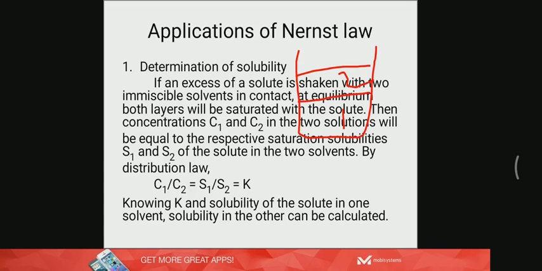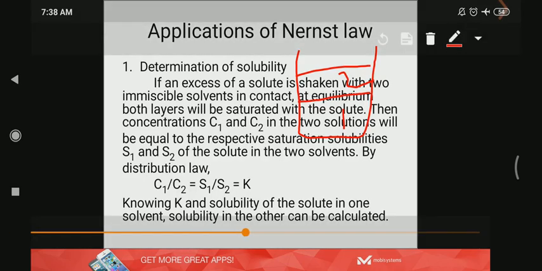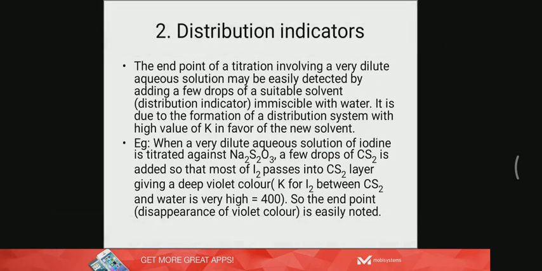So what's the application? If you see K is a constant for a given pair of solvents and the solute for a given temperature. If you know the solubility of the solute in one solvent, solubility in the other can be calculated using this equation. That's the application. Now, going to the second application, an interesting application, that is what is called distribution indicators.